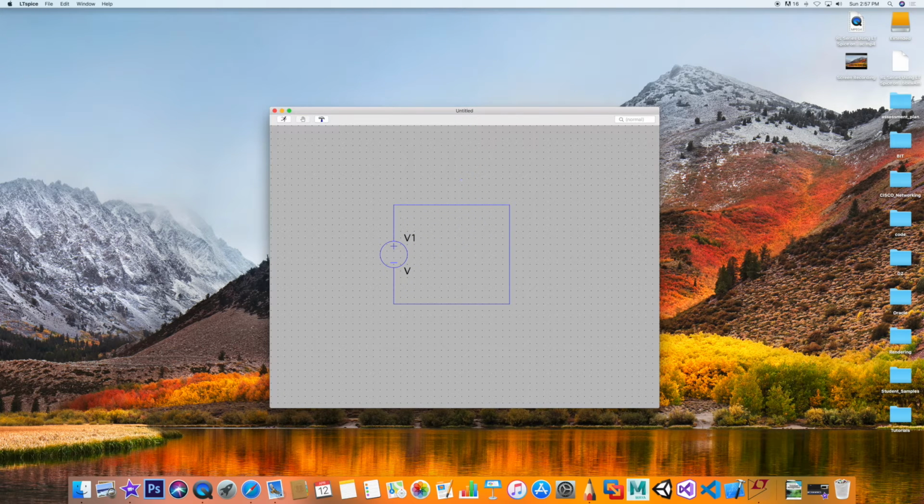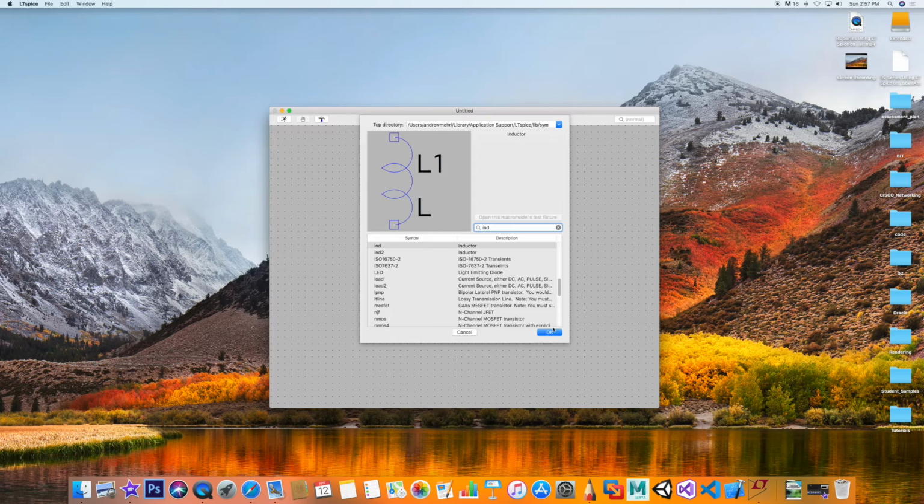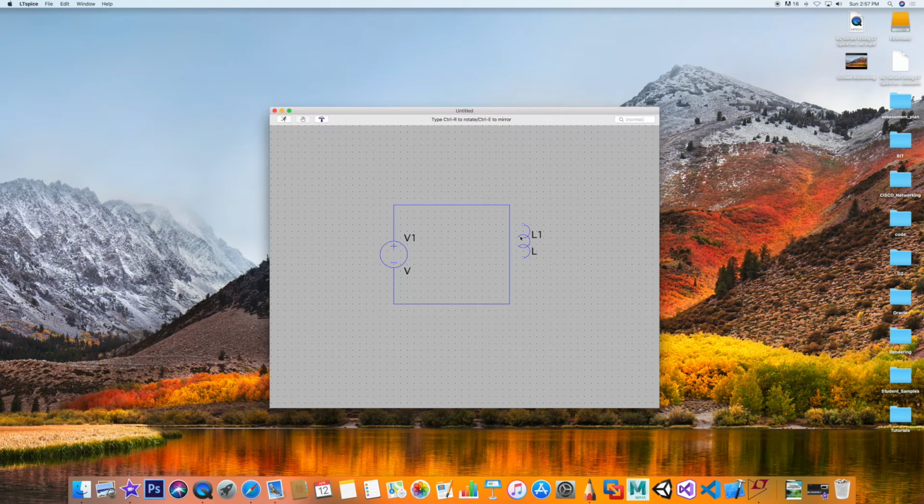Hit escape. Let's bring in an inductor. Inductor. That's good. Put this inductor here. Hit escape. Let's get a ground going. Put it right here. Then draw a line between the two, basically connecting the ground reference to this terminal right here.